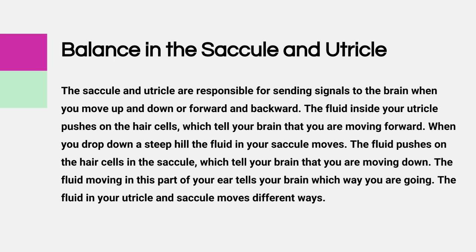Balance in the saccule and utricle. The saccule and utricle are responsible for sending signals to the brain when you move up and down or forward and backward. The fluid inside your utricle pushes on the hair cells, which tell your brain that you are moving forward. When you drop down a steep hill, the fluid in your saccule moves. The fluid pushes on the hair cells in the saccule, which tell your brain that you are moving down. The fluid moving in this part of your ear tells your brain which way you are going. The fluid in your utricle and saccule moves different ways.